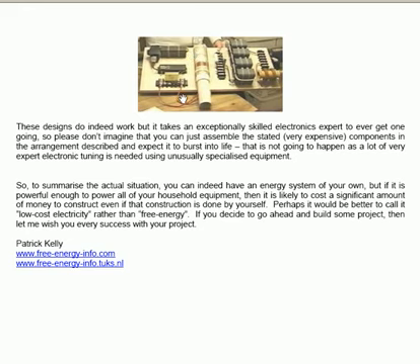So, to summarize, the actual situation: you can indeed have an energy system of your own, but if it is powerful enough to power all your household equipment, then it's likely to cost a significant amount of money to construct, even if that construction is done by yourself. Perhaps it would be better to call it low-cost electricity rather than free energy.